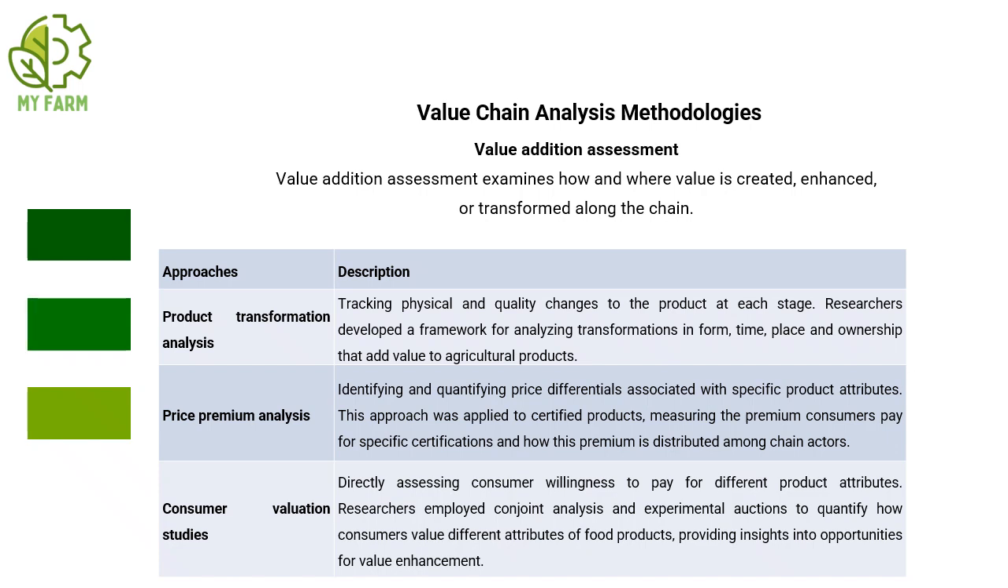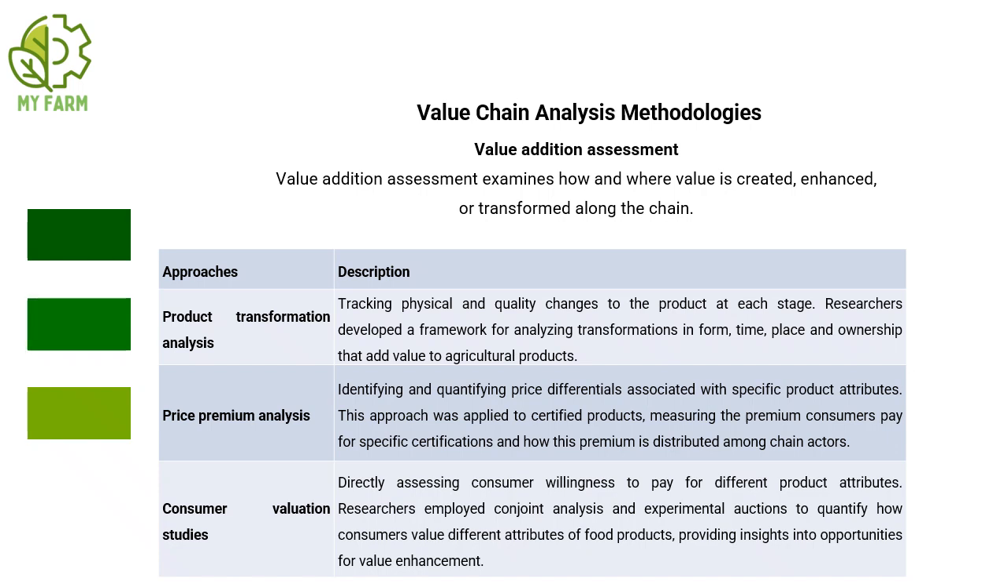Product transformation analysis tracks physical and quality changes to the product at each stage. For example, drying coffee adds value through preservation, while roasting adds value through transformation of flavor and aroma. Price premium analysis identifies and quantifies price differentials associated with specific product attributes. Researchers have applied this to certified products, measuring the premium consumers pay for certifications like organic or fair trade, and tracking how this premium is distributed among chain actors.